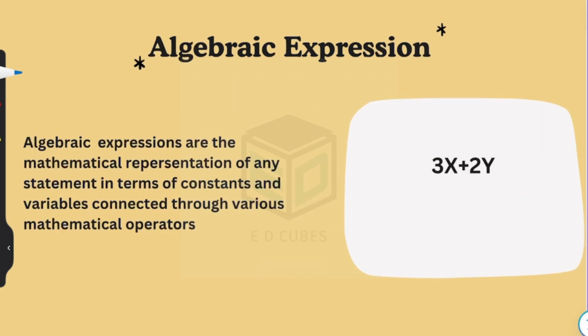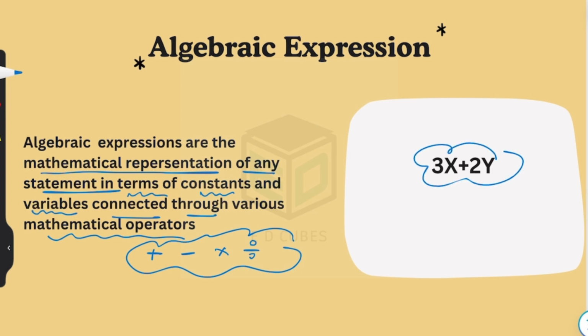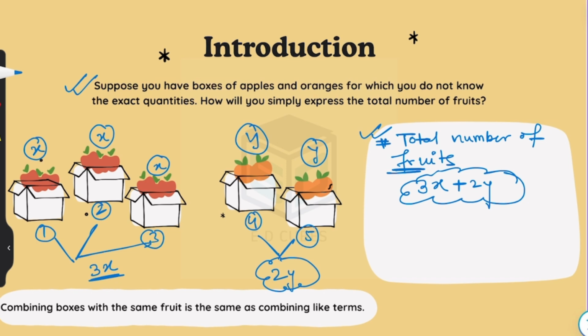From this, we understood one very important point: that the mathematical expression or the algebraic expression is the mathematical representation of any statement in terms of constants and variables connected through various mathematical operations, such as plus, minus, multiplication, division, etc. So in the previous case, when we were discussing the fruits, the algebraic expression was 3x plus 2y.